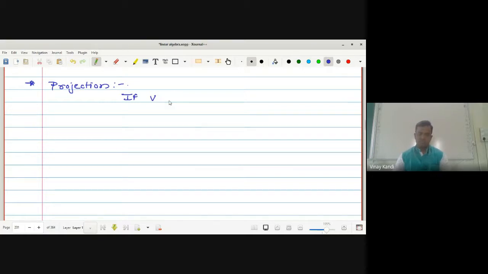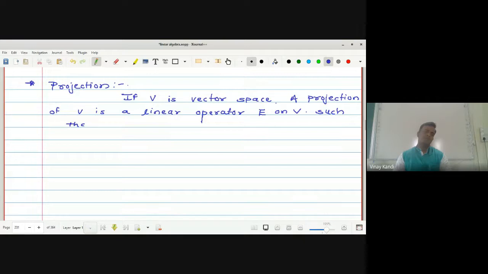If V is a vector space, a projection of V is a linear operator E on capital V such that E square is equal to E. What is the meaning of E square is equal to E?